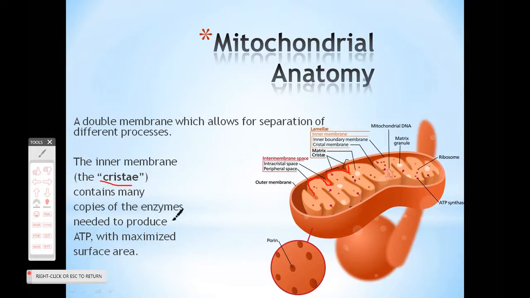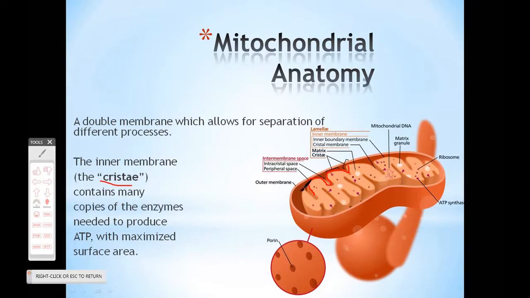And it contains many copies of the enzymes needed to produce ATP with maximized surface area. So the enzymes that we would be talking about, that's where we're actually going to have ATP synthase. But when we talk about energy processing later on and how we actually make ATP, this is going to make a lot more sense to you.